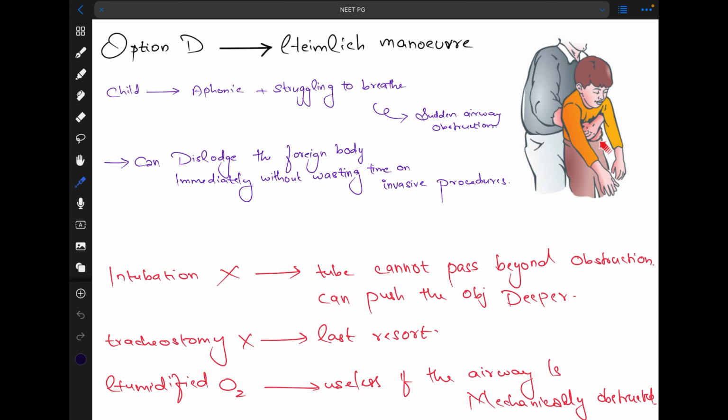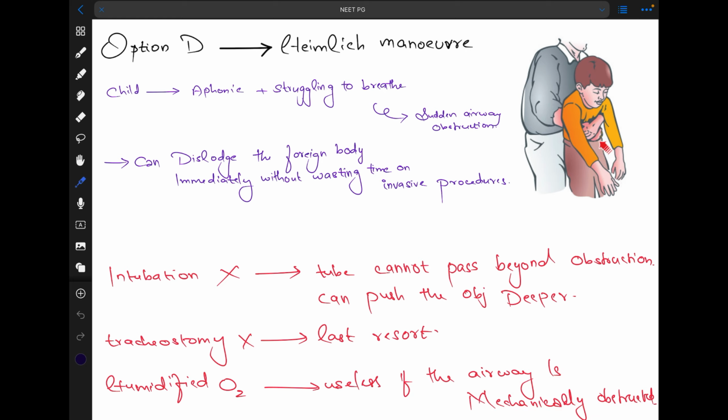Yes. Also, this Heimlich maneuver is performed so that it can dislodge the foreign body immediately without wasting time on an invasive procedure. So that's why it is an immediate response, and Heimlich maneuver is considered here in this situation. So why not intubation? Because the tube cannot pass beyond the obstruction, and it can also push the object deeper. And why not tracheostomy? It is often considered a last resort. Then humidified oxygen is useless if the airway is mechanically obstructed.